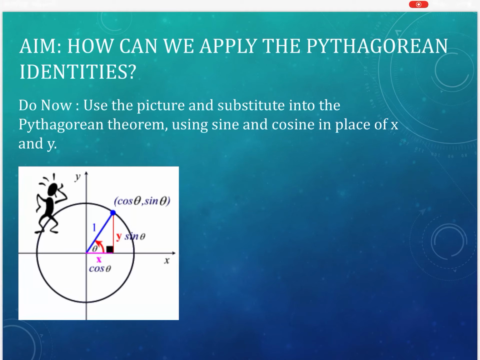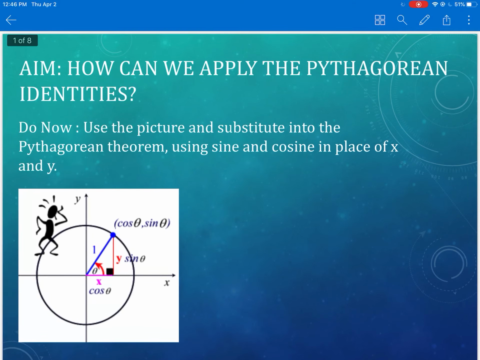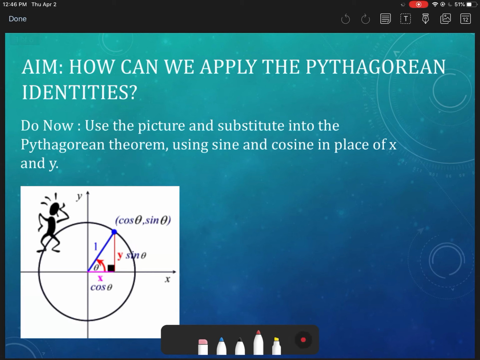Hello everyone. Today's lesson is how can we apply the Pythagorean identities using trigonometry. Today we start with the do now. It says use the picture and substitute into the Pythagorean theorem using sine and cosine in place of x and y. So what we're going to do here is start with Pythagorean theorem: a squared plus b squared equals c squared.